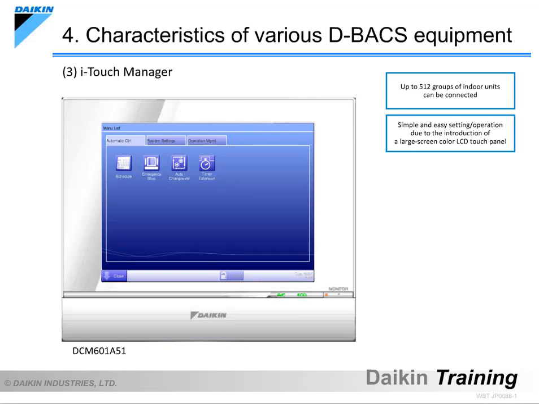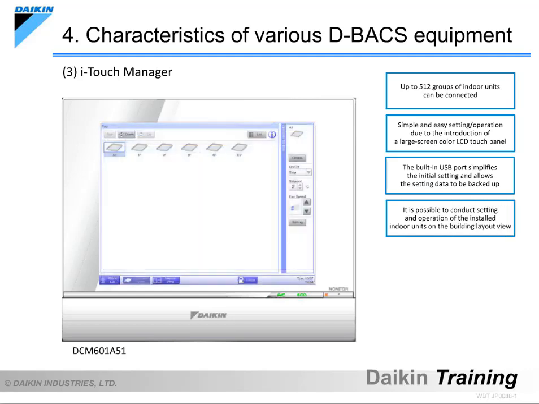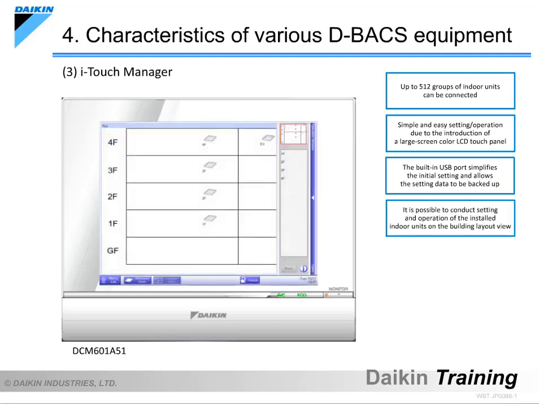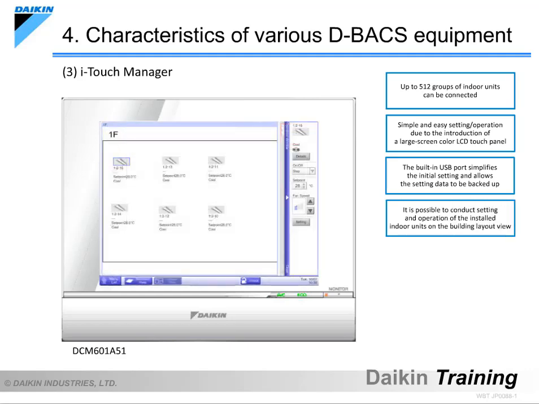The ITouch Manager automatically reads the indoor unit's data when they are connected to it. As data can be moved to and from a USB flash drive via a built-in USB port, it is possible to input the necessary setting data on a PC and move it to the ITouch Manager. In addition to the list view, the indoor units can be shown on the building layout view, which enables setting and operation while confirming the exact location of the indoor units in the building.